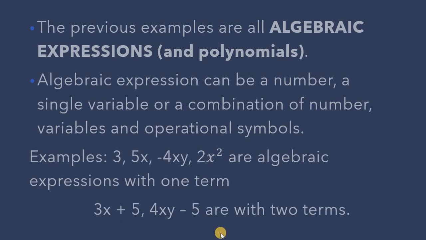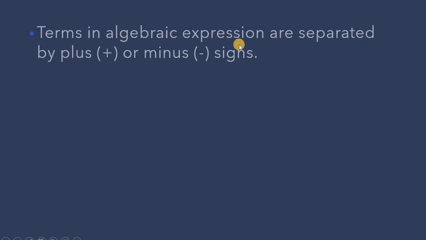Okay? So, ito, halimbawa naman ng two terms, 3x plus 5, 4xy minus 5. These are examples of two terms. Okay? Or dalawang terms. Bakit sinabing dalawang terms? Kasi isa, si 3x, pangalawa, si 5. Merong namamagitan sa kanila na addition or subtraction na symbol. Ganun din dito sa second example. 4xy, isang term lang yan. And another term, yung negative 5. Terms in algebraic expression are separated by plus or minus signs.